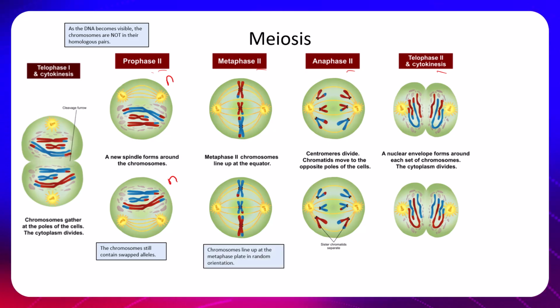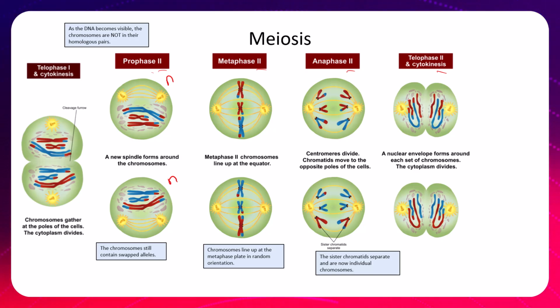As we continue through meiosis, the chromosomes line up at the metaphase plate in random orientation. Again, it doesn't matter if this full red one lines up on the left side or it reverses and the full red one's over here. The way they line up is completely random. Again, independent assortment and segregation states that the way they line up randomly is going to dictate how the alleles are separated. Anaphase II, the sister chromatids separate and are now individual chromosomes.